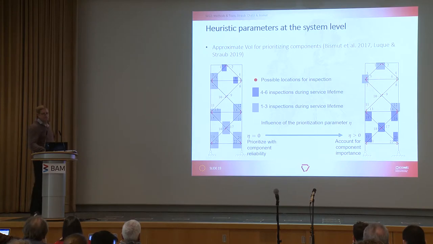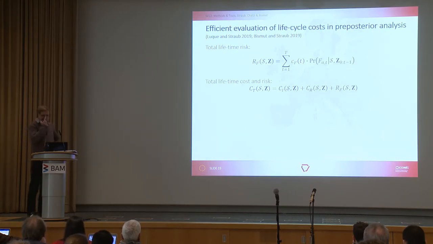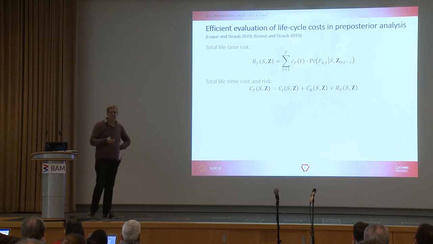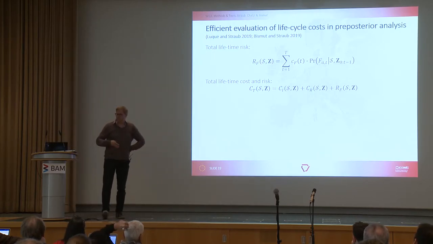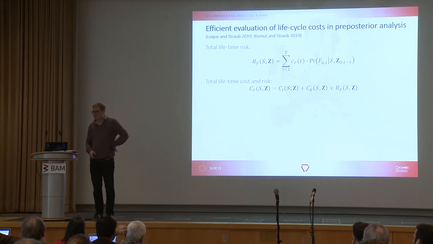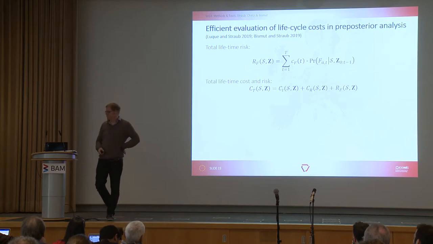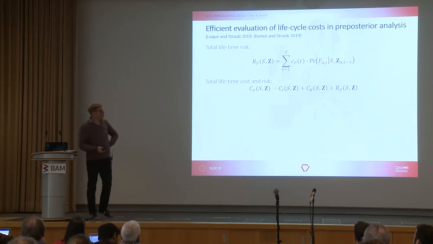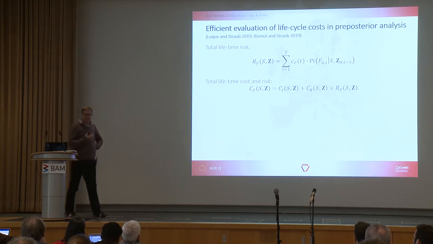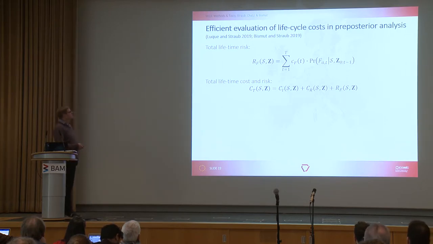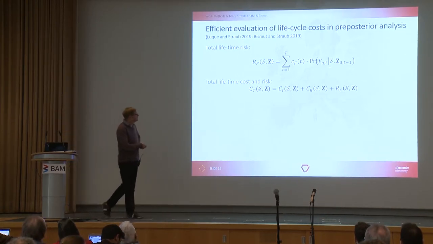Okay. Now, how does that help this heuristic? And here we come, in a way, back to the challenge I showed with the decision tree. In the end, we want to optimize life cycle costs. We want to find the strategies that minimize life cycle costs. So you are the operator. You're not the operator, but the operator comes to you and says, tell me how I minimize my cost, hopefully. And by cost is, of course, included the risk and the reliability. You might have constraints, of course. So you have to calculate the cost, which is the sum of risk, inspection and monitoring cost, and repair cost.